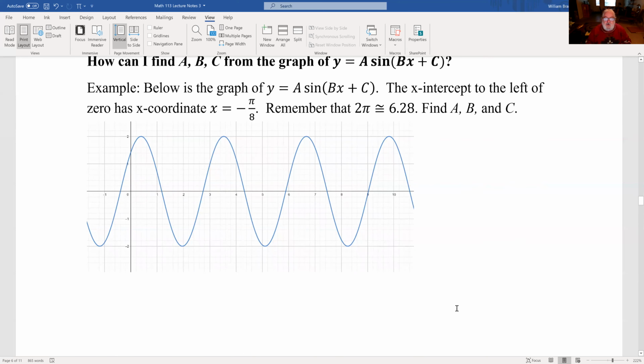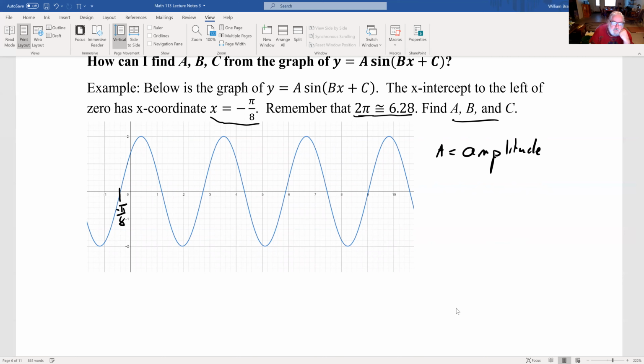We don't know what a is. We do know that, because they tell us, this is minus pi over 8. And it helps to remember that 2 pi is about 6.28, about 6.3. So what's a, b, and c? A is easiest to find. Right? The maximum of this function is 2. Min equals minus 2. Minimum is the lowest point on the graph. So our amplitude A equals 2. So that's nice. A doesn't have anything to do with either B or C, right?